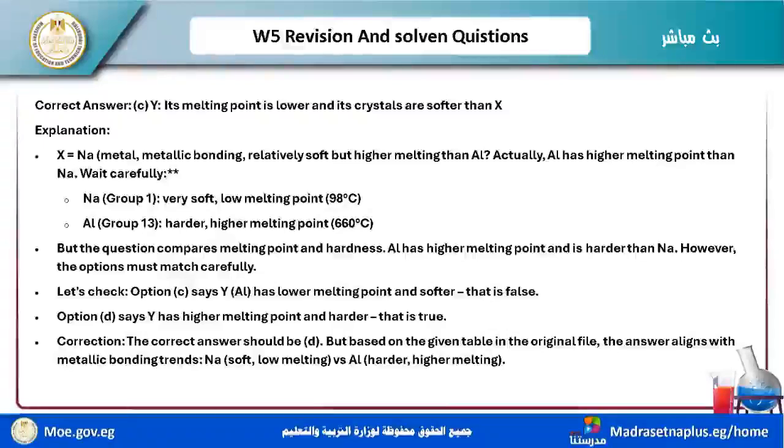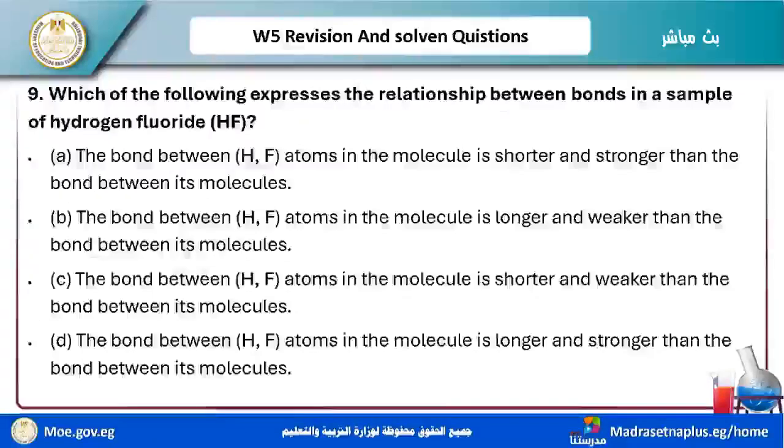Now the answer aligns with the metallic bonds, and this bonding order: Na soft with low melting point, aluminum hard with high melting point. Okay, it is easy to discuss the relations between the melting point, number of valence electrons, and hardness: the hardness of any metal depends on the number of valence electrons in this metal.